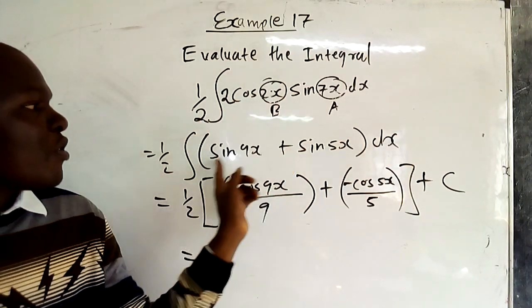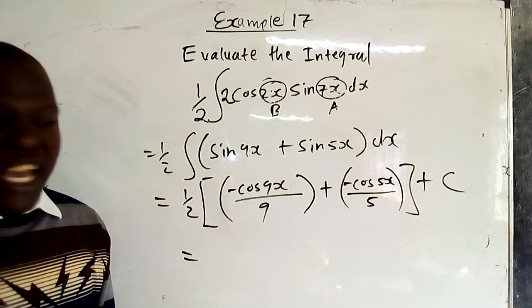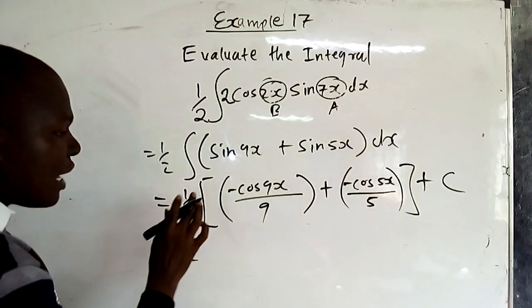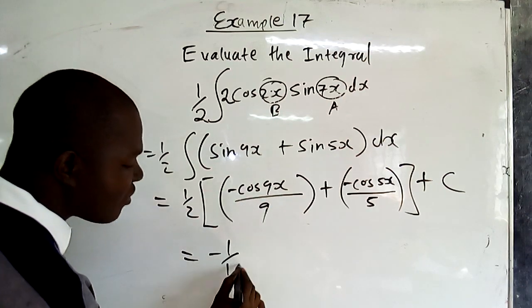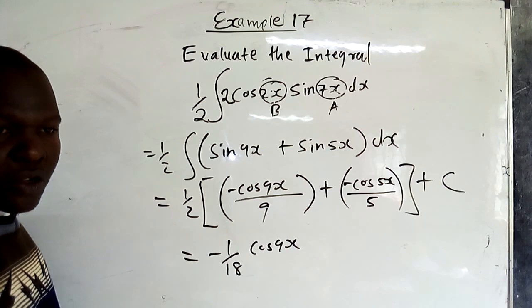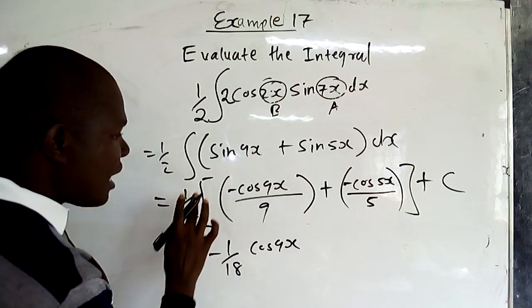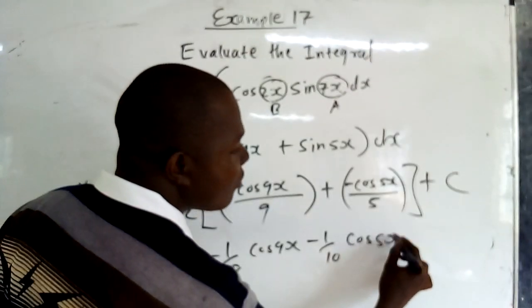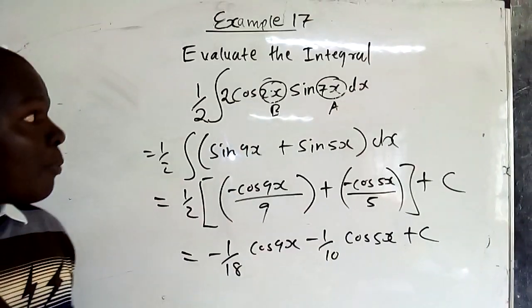Then you take your power half inside. Power half is common for everything, isn't it? You don't forget, power half is not only for this, it is for both of them, isn't it? So a half times negative 1 over 9 is negative 1 over 18 cos 9x, isn't it? Then a half times negative 1 over 5 is negative 1 over 10 cos 5x plus c.